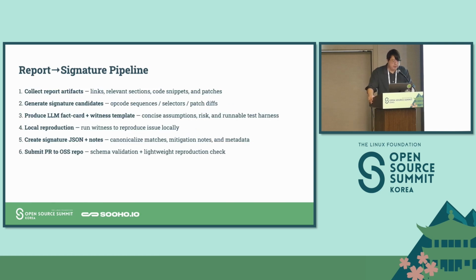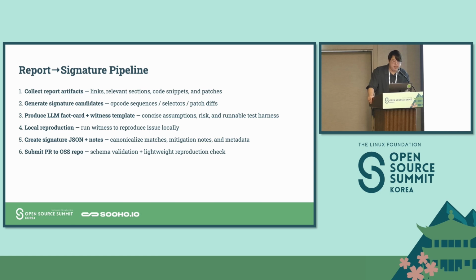And this slide shows the workflow we follow to turn audit reports into reusable signatures. It's a simple six-step process. First, we collect all the relevant materials of the report itself, any linked code snippets, sections and patches. Second, we generate initial signature candidates. These might come from opcode sequences or function selectors or code diffs. And third, when the issue is logic level, we also create a small fact card and witness template to describe and verify it.